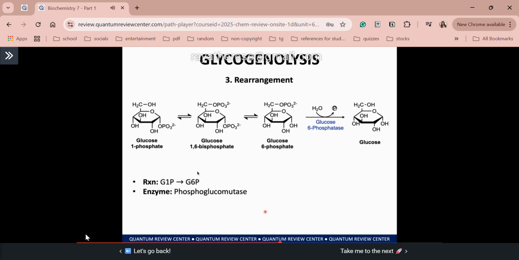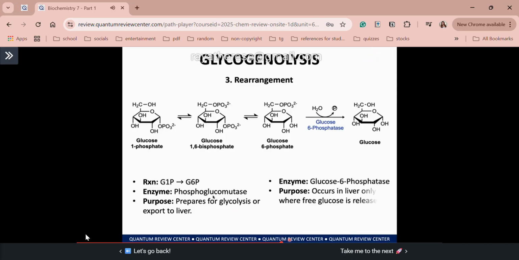And again class, ang purpose ng phosphoglucomutase reaction is either to prepare our cell for glycolysis or export of your G6P to liver for future energy needs. Okay, so here class, in our rearrangement reaction, we can also convert glucose 6-phosphate to your glucose with your enzyme glucose 6-phosphatase. But class, again, remember, this reaction is just localized in the liver. Again, so it occurs in liver only where free glucose is released.